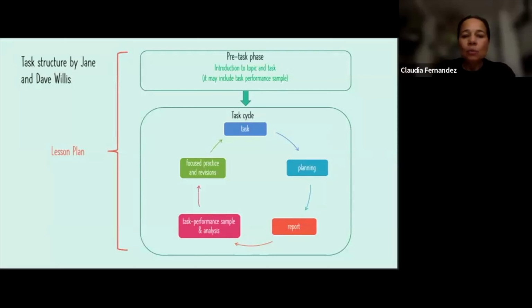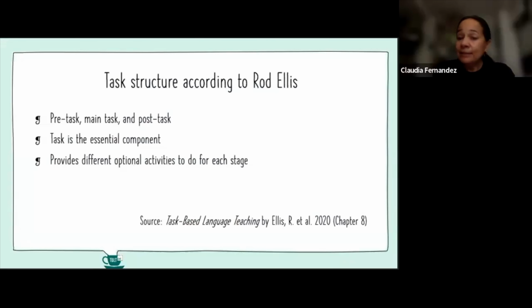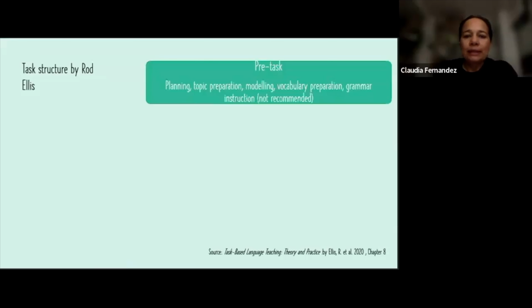So let's see what Ellis has to say about task structure. He divides the task in pre-task, main task, and post-task components, right? And he says that the task is the essential component in this sequence. And he provides a number of different optional activities that the teachers can do at each stage. So let's see what this looks like. So we have the pre-task, and here Ellis says that, well, here the students can plan the task.